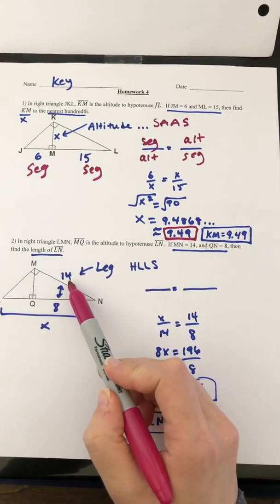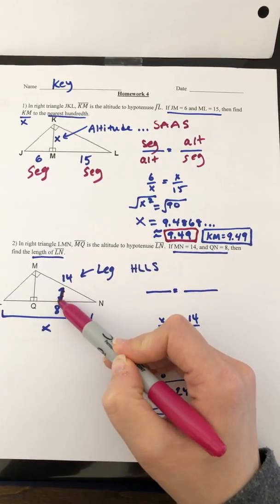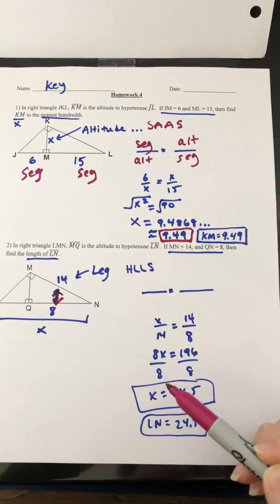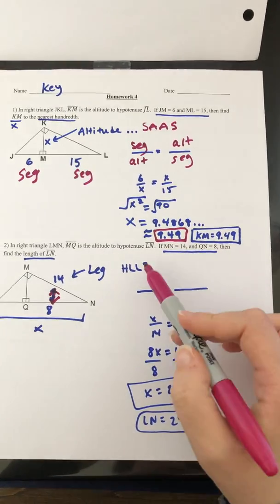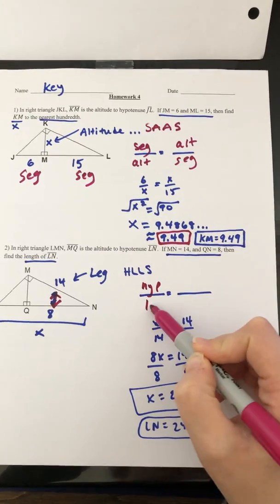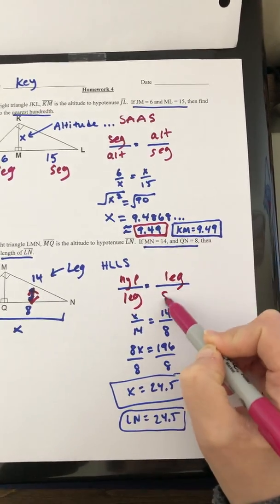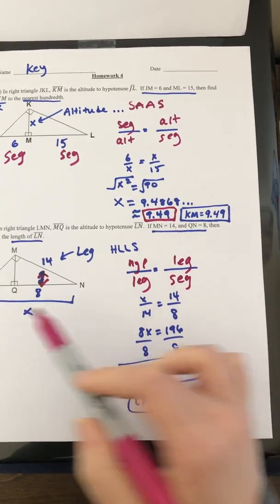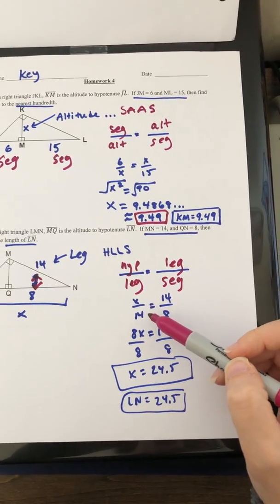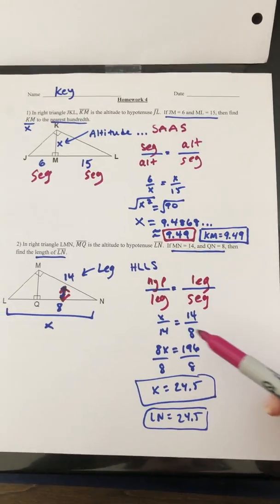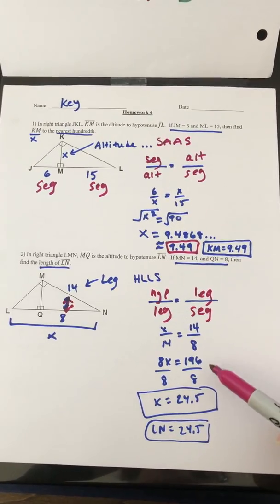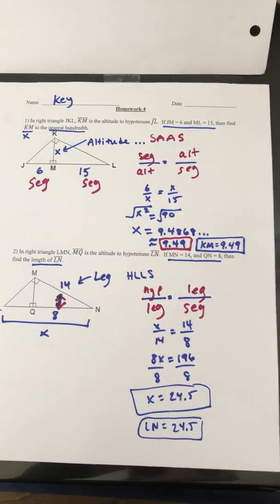On the next question, I've labeled it. I noticed there's some information on the leg. Look at how that 14 matches up with this segment of 8. Now we're going to put that information into HILLS. Hypotenuse over leg equals leg over segment. The hypotenuse is X, the leg is 14, use the leg again, 14. X times 8, 8x, and you divide, you get 24.5.